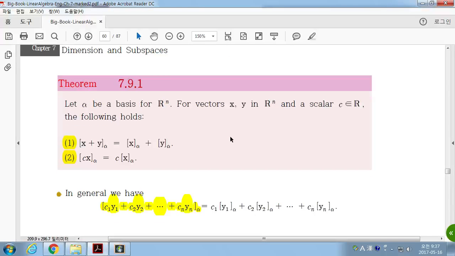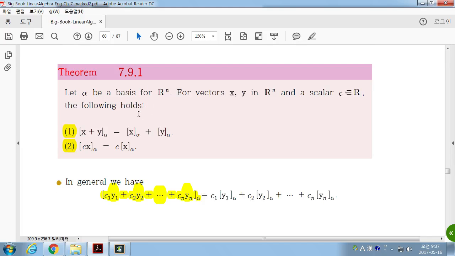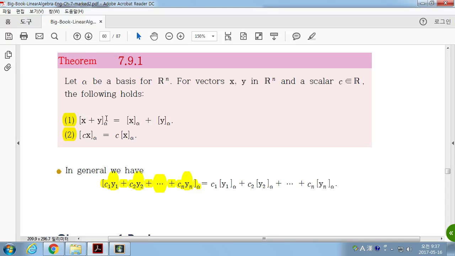Okay, next. This coordinate vector satisfies these properties. Let alpha be a basis for Rn, then for the vectors x, y in Rn and the scalar c, the following hold. The coordinate vector of x plus y with respect to the basis alpha is the same as the coordinate vector of x with respect to alpha plus the coordinate vector of y with respect to alpha. And the scalar can come out like this.